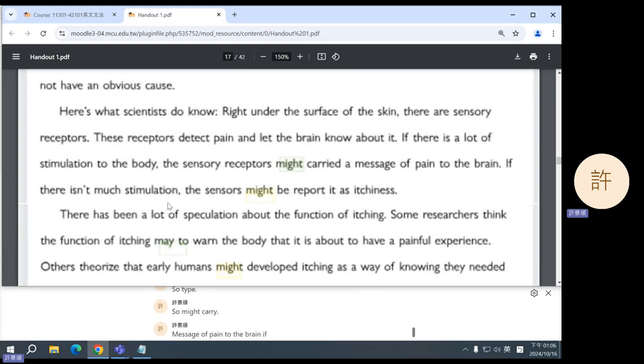If there isn't much stimulation, the sensors might report. This should be active. 应该是主动. So you don't need the be verb. 被动词不用. The sensors might report it as itchiness.